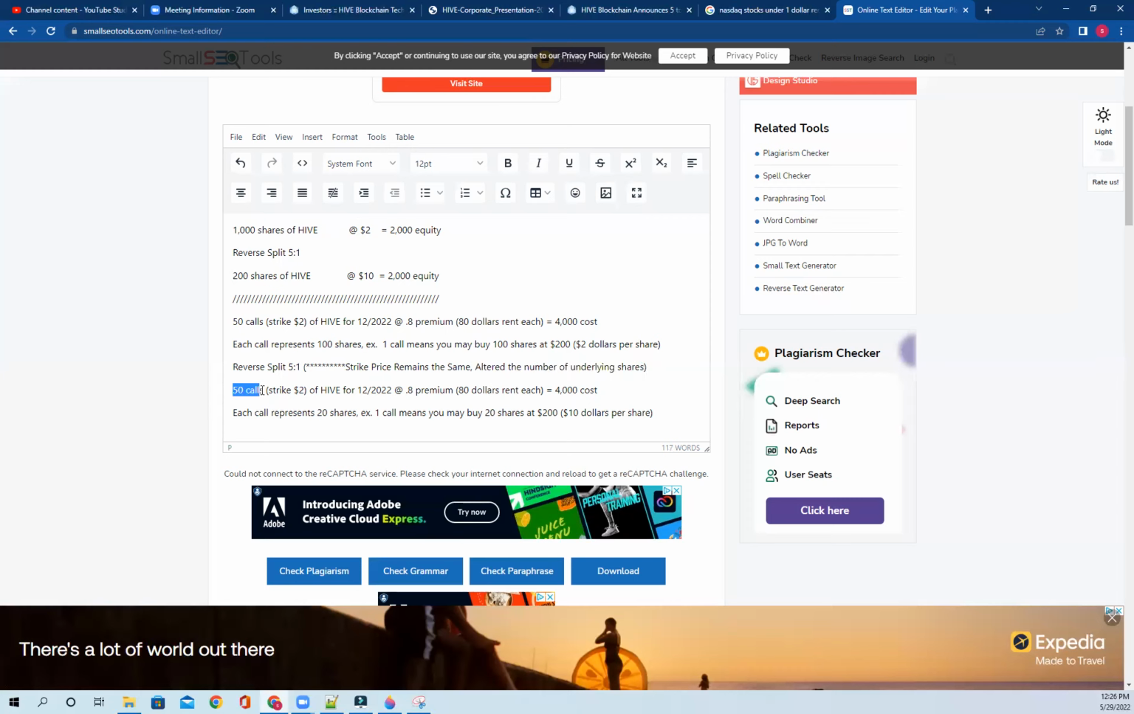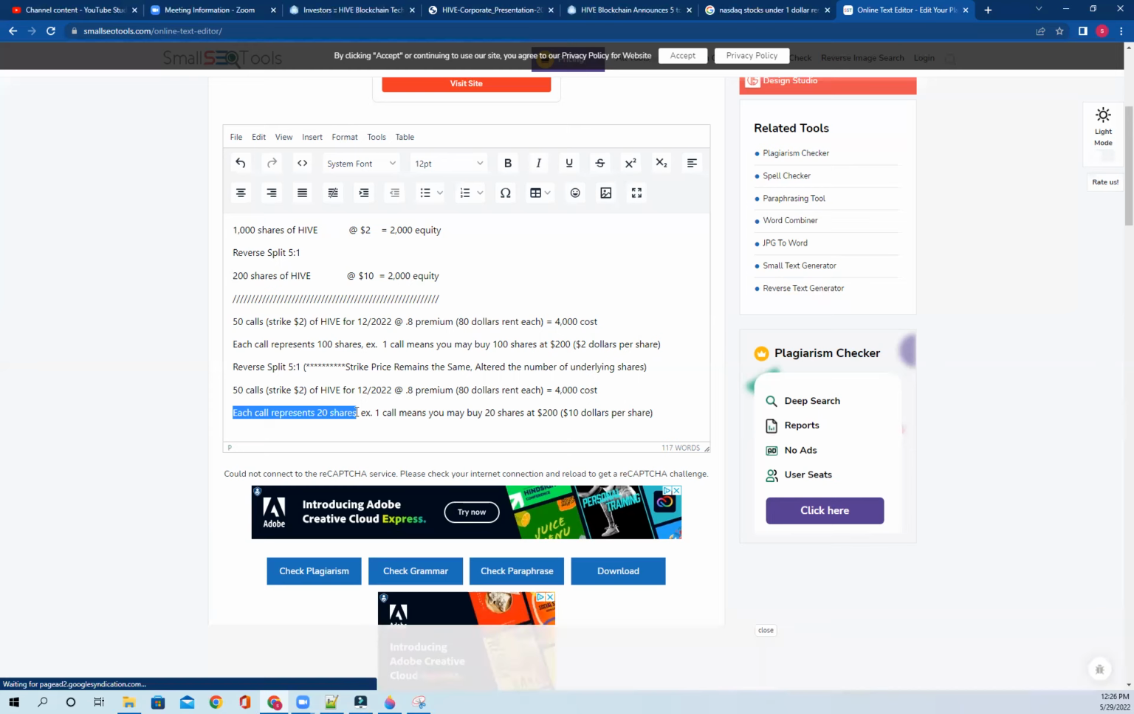So you still have your 50 calls after the reverse stock split, and the strike price is still $2. Still going to expire on the same date, still going to have that same amount of premium. If you were renting it out, it would still be the same amount of premium. That doesn't get affected whatsoever. The only thing that changes is that each call now represents less. You just divide it by the conversion amount, which is divided by 5. And so you see that each call represents only 20 shares, but the strike price remained the same.